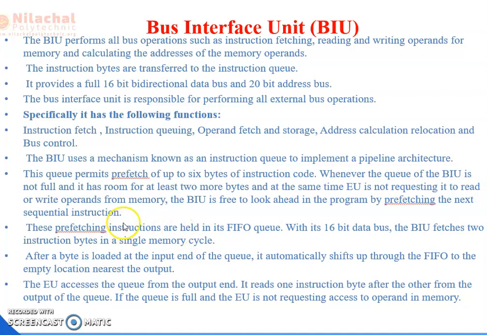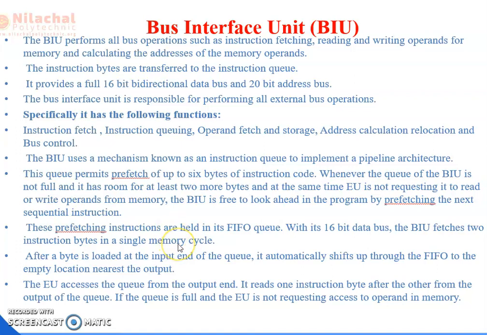The bus interface unit uses a mechanism known as an instruction queue to implement a pipeline architecture. This queue permits the fetch of up to 6 bytes of instruction code. Whenever the queue of the bus interface unit is not full and it has room for at least 2 more bytes, and at the same time the execution unit is not requesting it to read or write operands from memory, the bus interface unit is free to look ahead in the program by prefetching the next sequential instruction.